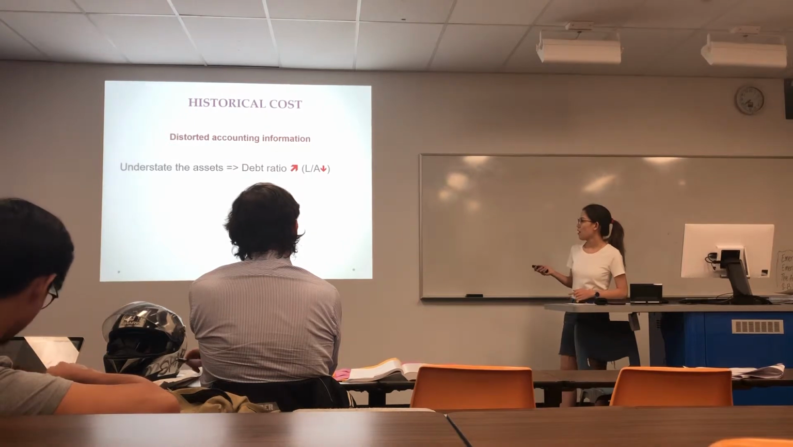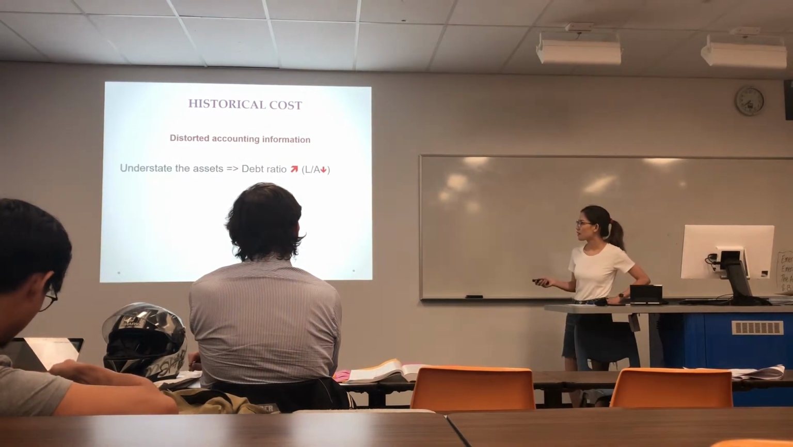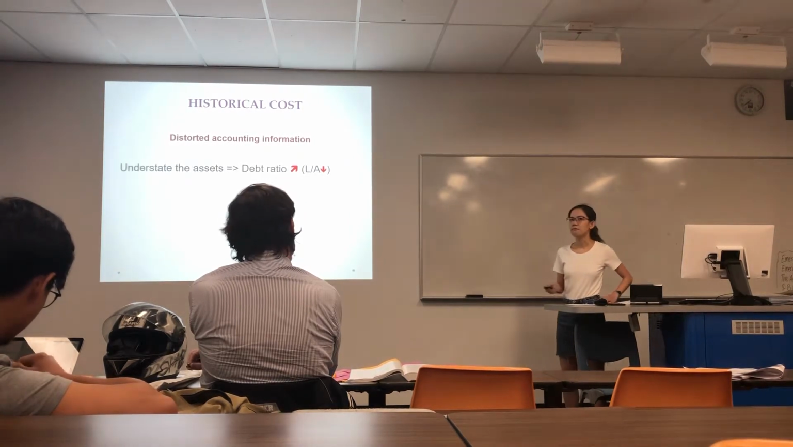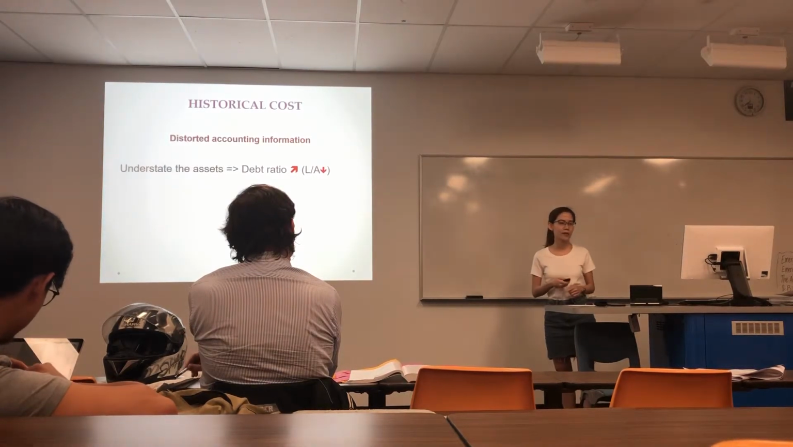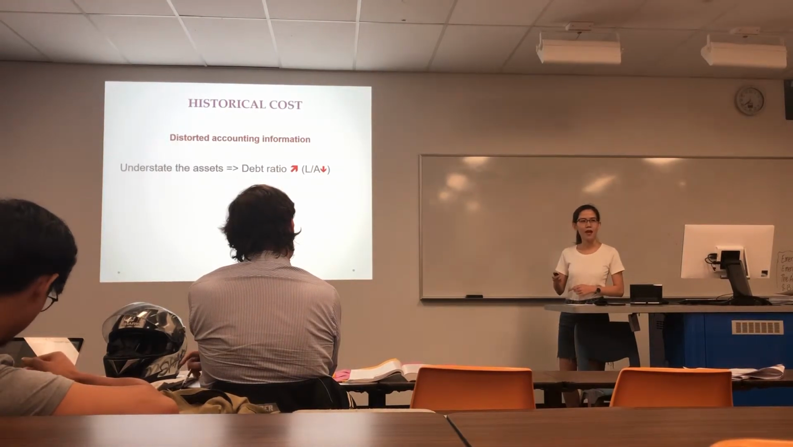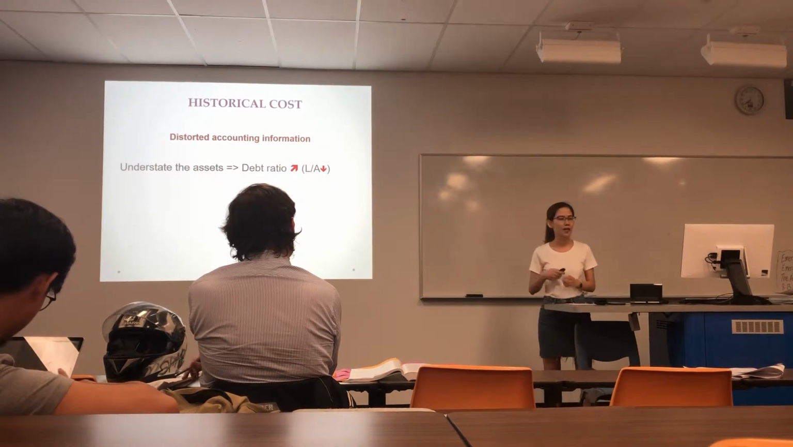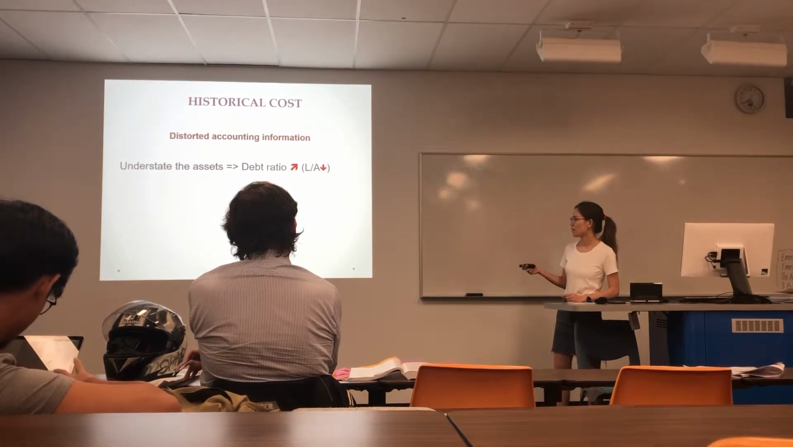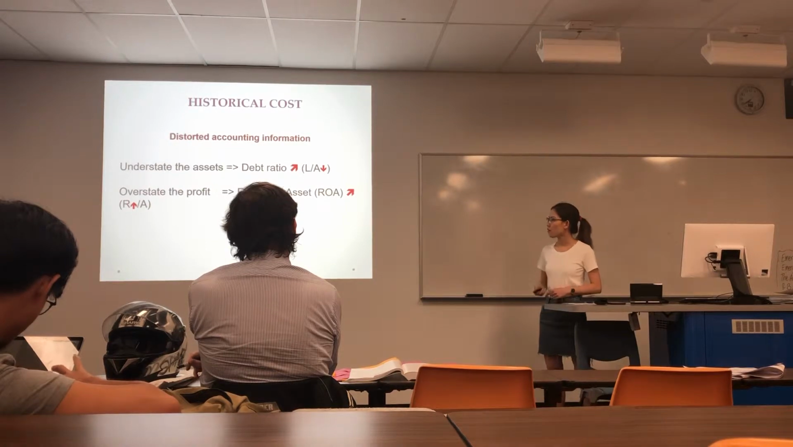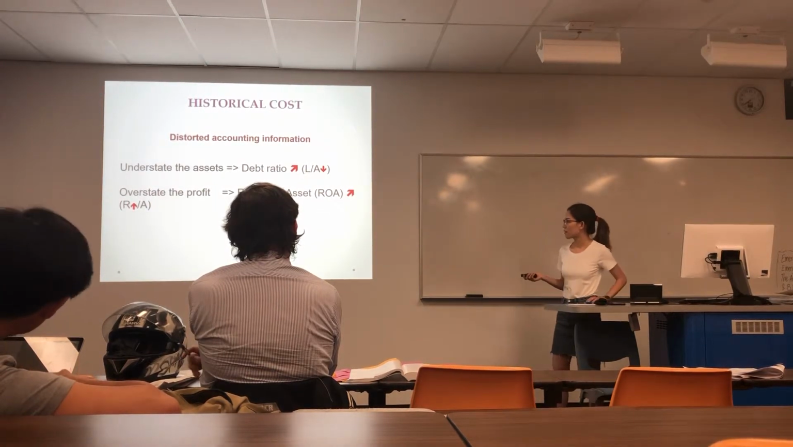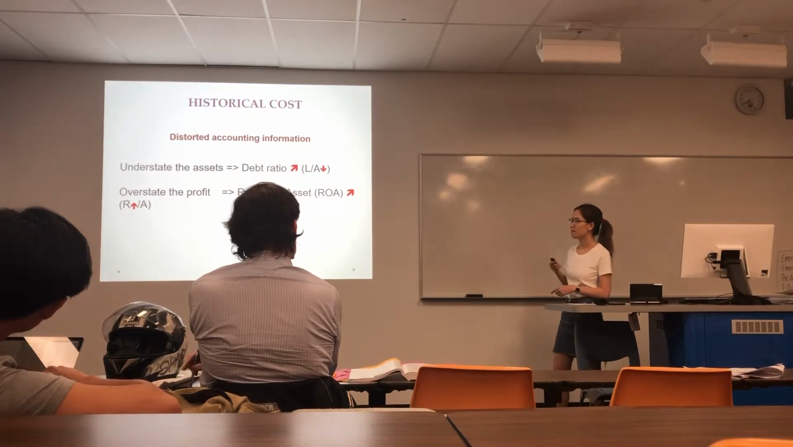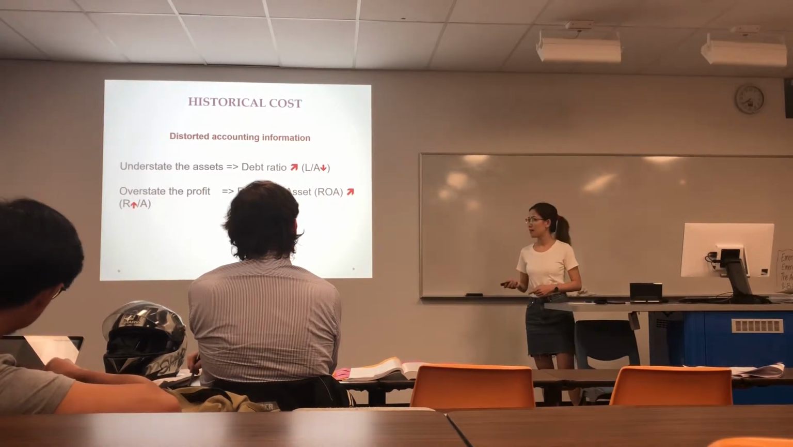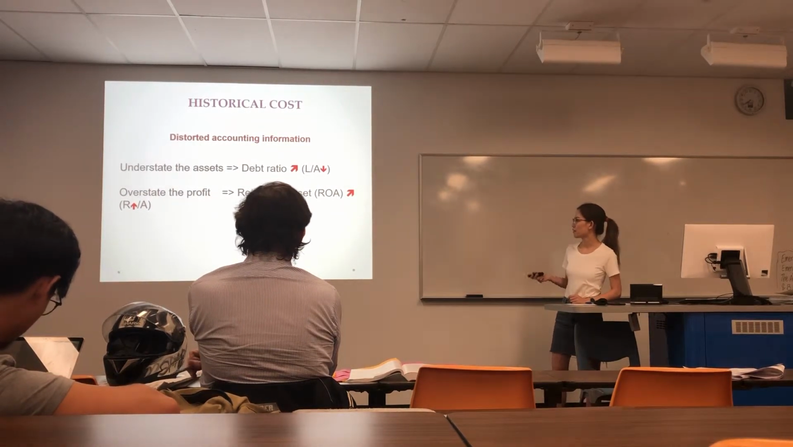For the debt ratio, liability over assets, because they understate the assets, it will look bigger and make investors perceive that the company has more debt and looks unstable in meeting its short-term and long-term obligations. With return on assets, it will look bigger as well because they overstate the profit. Maybe it can mislead investors that the company is operating efficiently. That's for the historical cost.